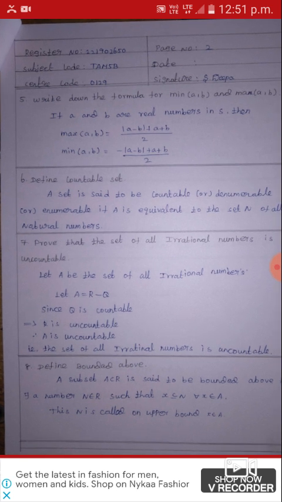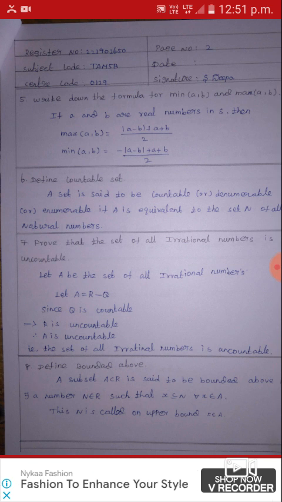Write down the formula for minimum of a, b and maximum of a, b. If a and b are real numbers in S, then maximum of a, b means modulus of a minus b plus modulus of a plus b, divided by 2. For minimum, we have to put minus.